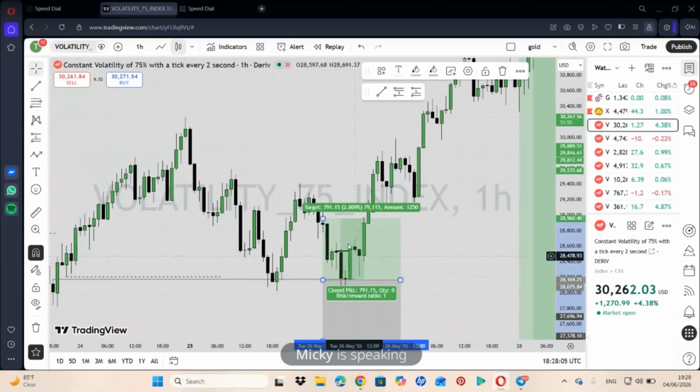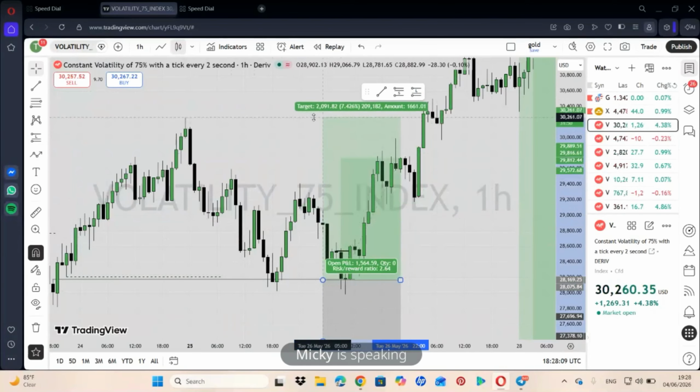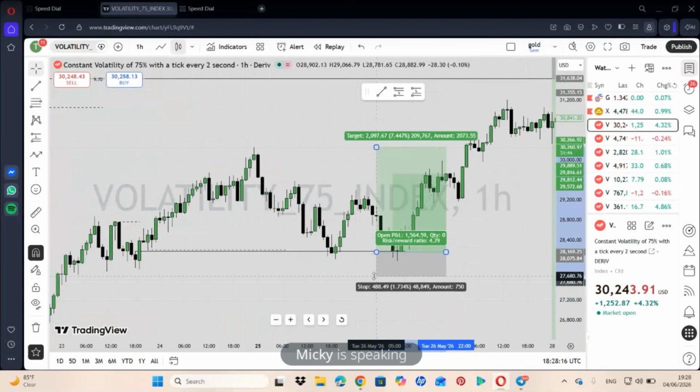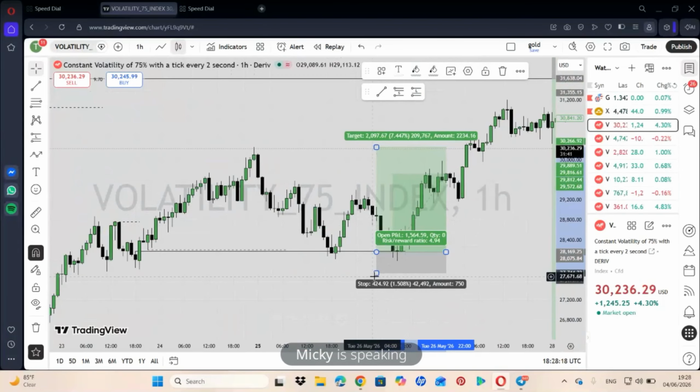You take your trade. This was our original entry. Your SL will be slightly, let's say, this is a very strong zone. You can see price tried breaking, but it did not. So your SL is going to be below here.